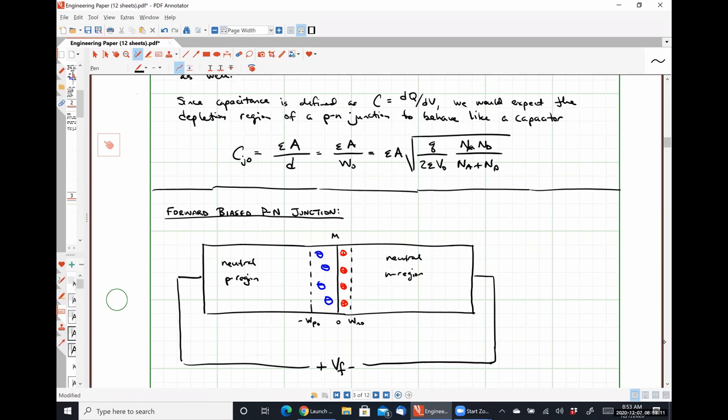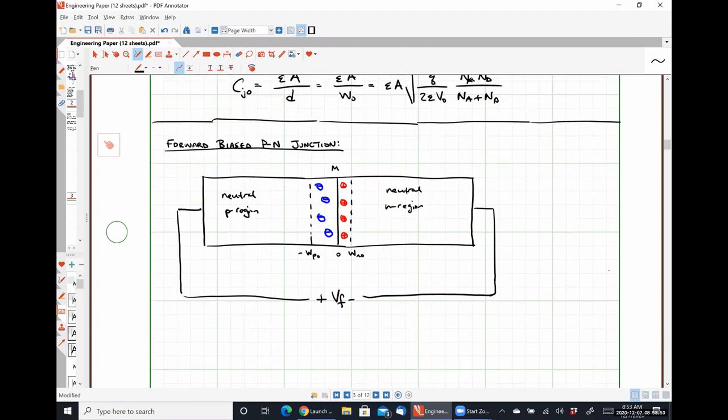Because if I force electrons over here, the charge distribution on this side of the junction needs to stay the same as this side of the junction. So the extra electrons here are going to attract extra holes from this side. And overall, the width of the depletion region is going to get smaller. What does that mean for our barrier potential? Is it going to be increased or reduced? It'll be smaller.